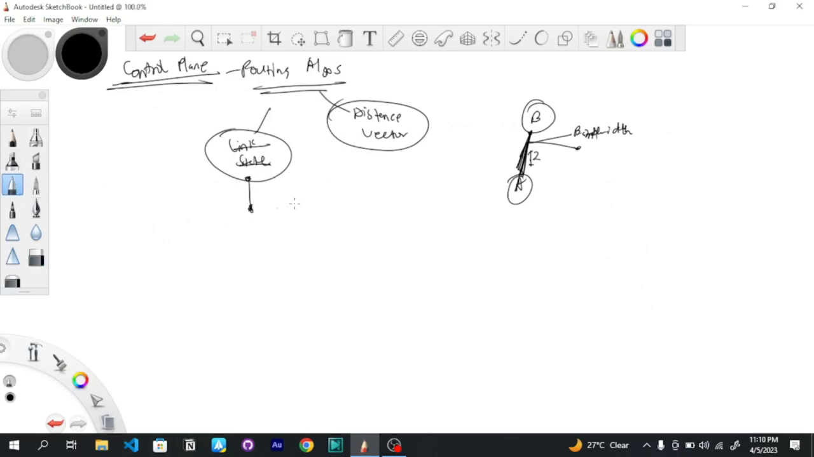Great. So the link state talks about knowing the full topology of your network. So if your network is made up of 12 devices, you need to know the full topology of your network before you can do any calculation. And that's what the link state algorithm does.